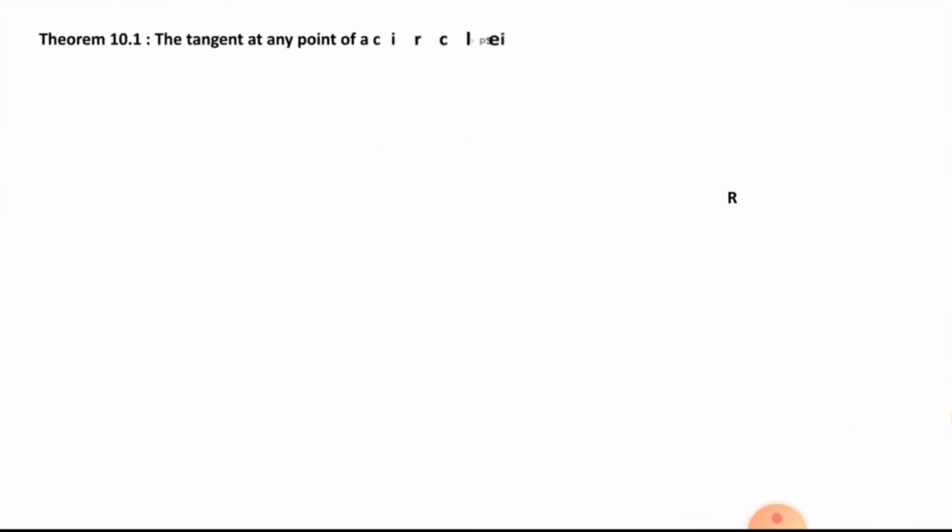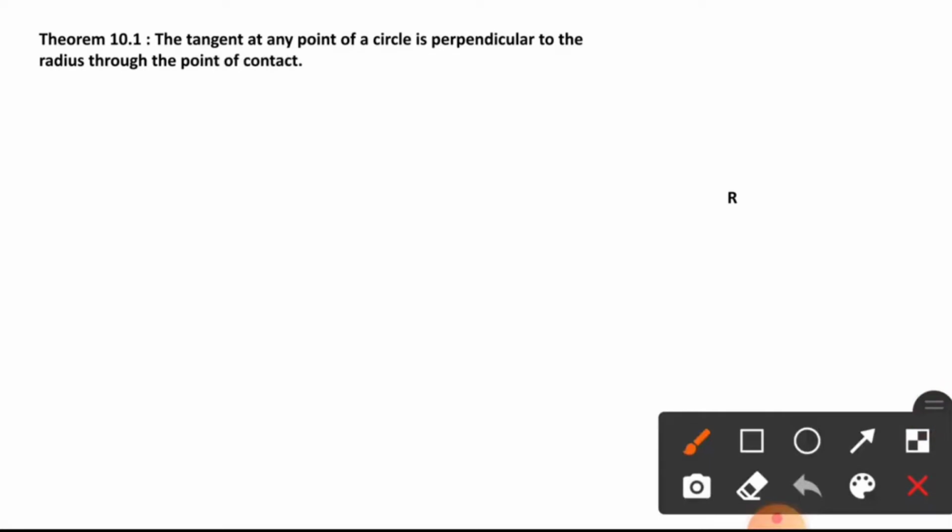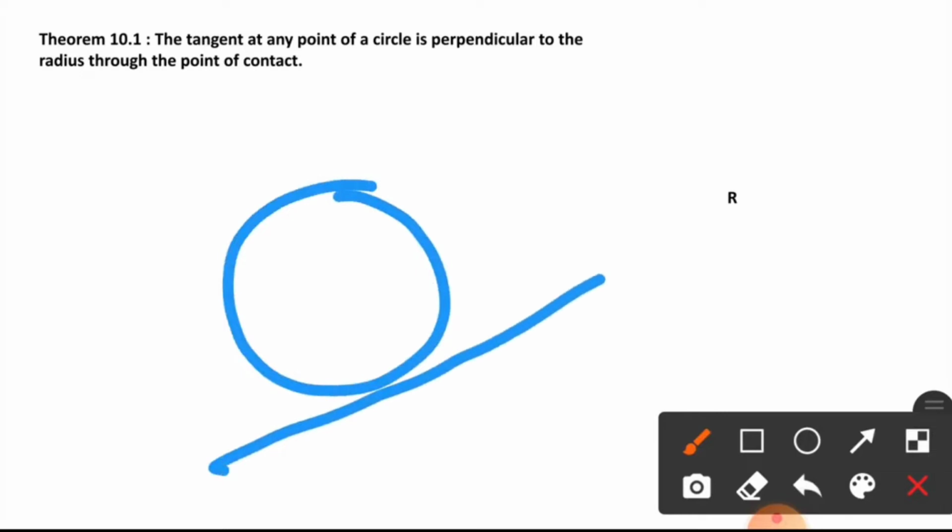First let us see the statement of this theorem. It states that the tangent at any point of a circle, it means if there is a circle, the tangent at any point of a circle is perpendicular to which? It is perpendicular to the radius at the point of contact. So if a radius is drawn from the center to the point of contact, that will be perpendicular to the tangent. This is what the theorem states.